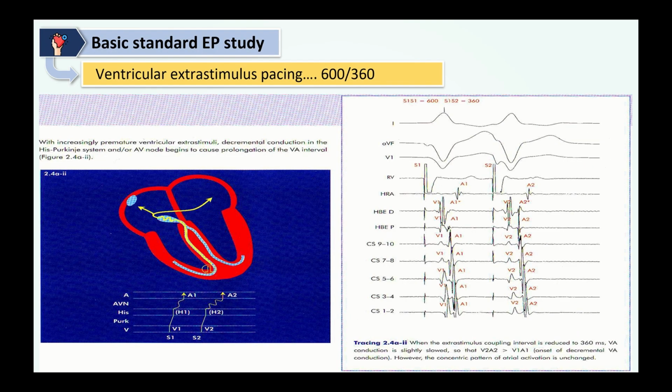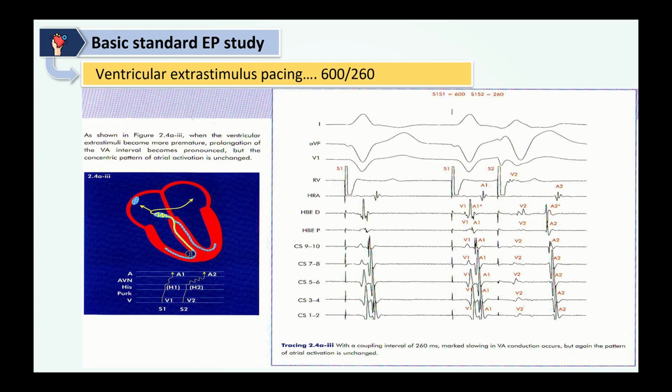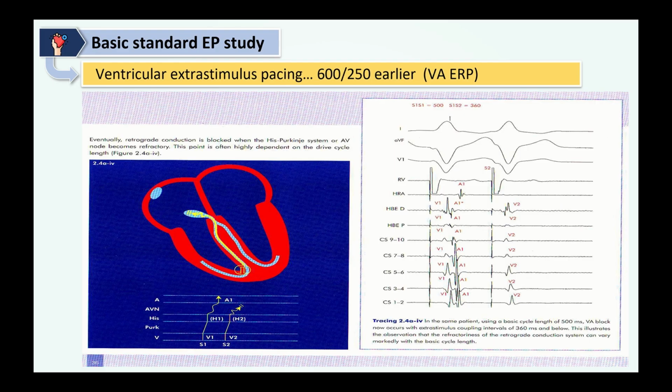Let's continue the study and give S2 at a shorter coupling interval, 360, where we can appreciate decrementation and the VA started to prolong. It's evidence of retrograde nodal conduction. Continue the study, give S2 at coupling interval 260. We can appreciate more decrementation as clear evidence of nodal, decremental conduction. Then let's give S2 at 250.